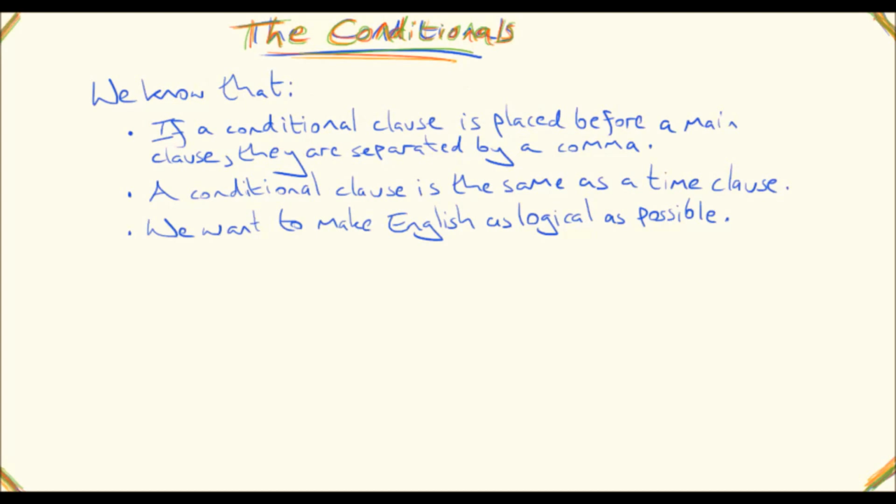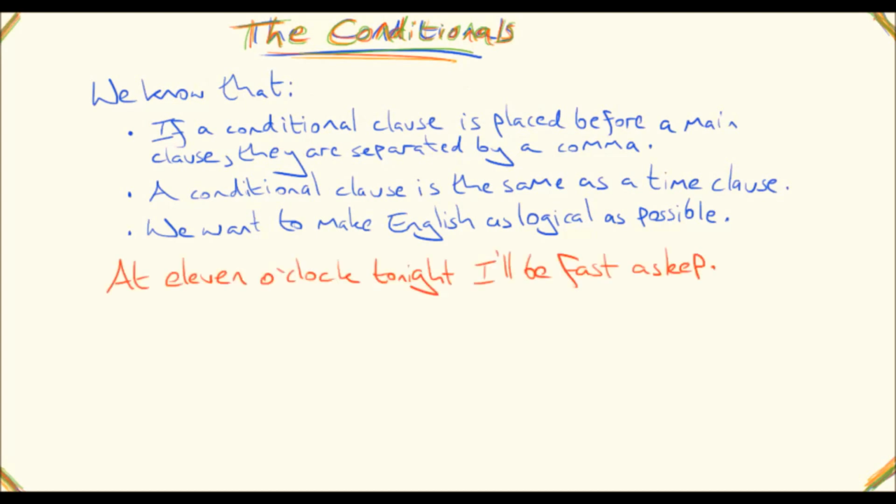So, taking a look at this sentence: at 11 o'clock tonight I'll be fast asleep. If you were to read that in a book or a magazine, as you may well do, some kind of structure like that, it might not instantly be wrong. It might never get corrected. But knowing what you now know, what would you do to that sentence to make it 100% correct?